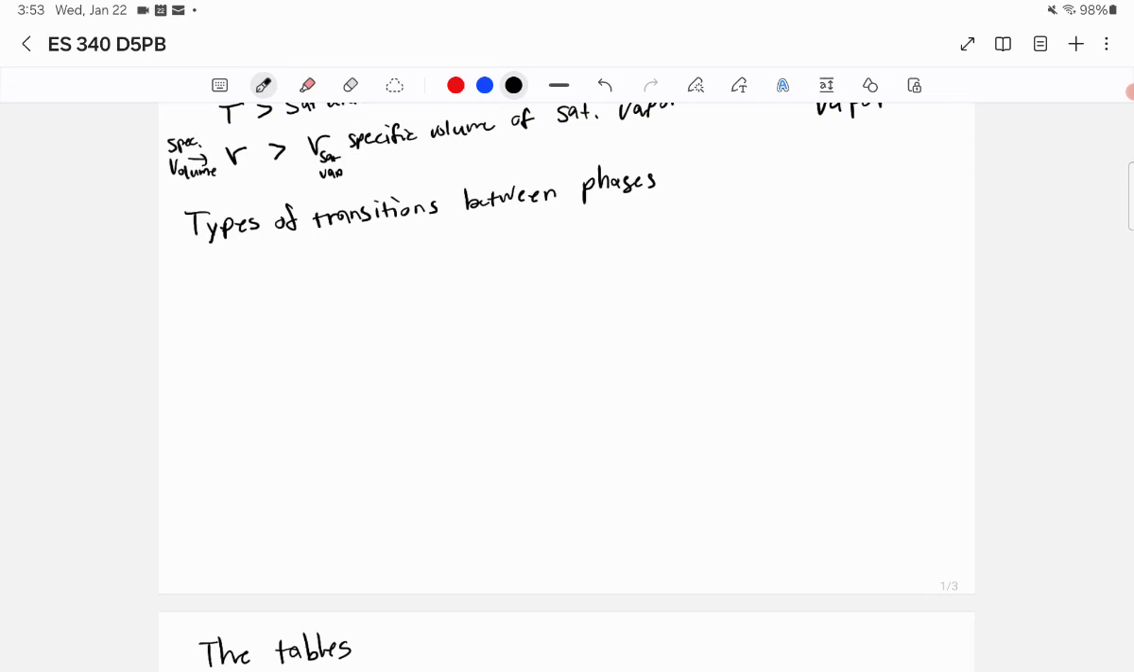Okay, since we're talking about these different states, we have mixtures, we have vapor, we have liquid. We're not going to deal a lot with solid, but I will mention that in a moment. But we're not going to deal a ton with it. So we have these different types of transitions, basically. So we have vaporization, which means going from a liquid to vapor.